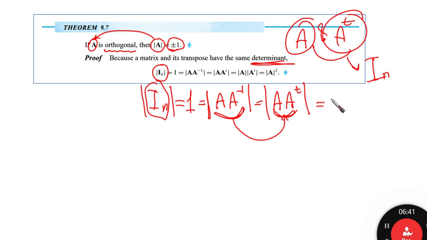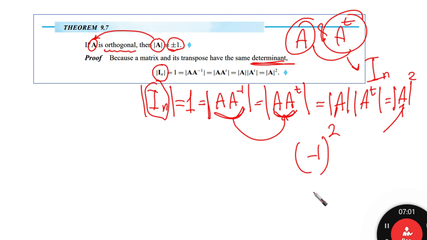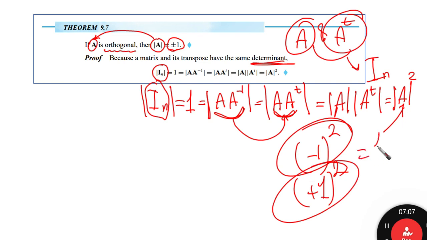Then we end up with the determinant of A times the determinant of the transpose of A, which equals the determinant of A squared. What can make this true, which is 1? For example, plus 1 or minus 1. They are going to be the same; they are going to be 1 in each case, right? So this is theorem 9.7, which tells us that the determinant of A equals minus 1 or positive 1. This is the theorem that we should keep in mind.